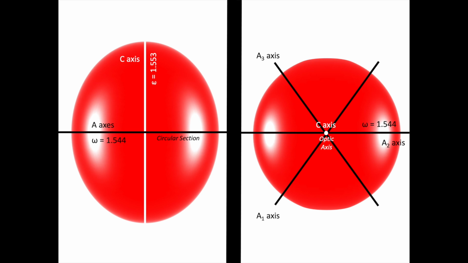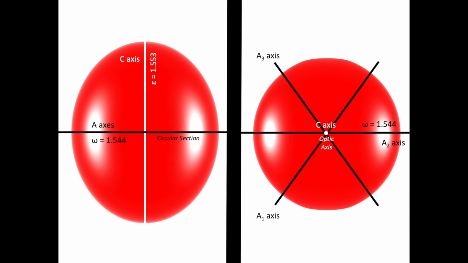So in taking a look at the optical indicatrix for quartz, these are two different views of our optical indicatrix that are going to be particularly important to us. And what I want you to notice is that our different refractive indices, here represented by omega and epsilon, align rather nicely with our crystallographic axes. Refractive index omega is aligned with the plane of our a-crystallographic axes, and refractive index epsilon is aligned with our c-crystallographic axis.